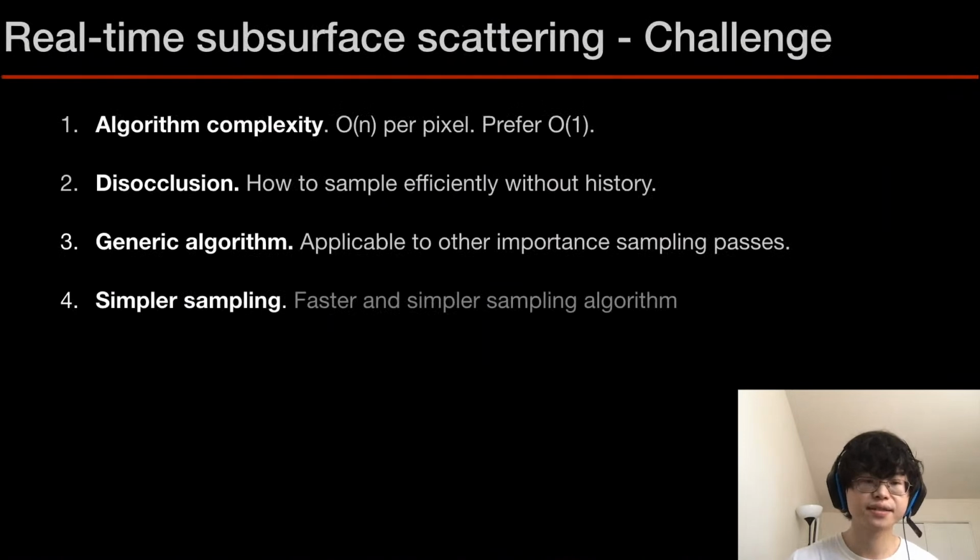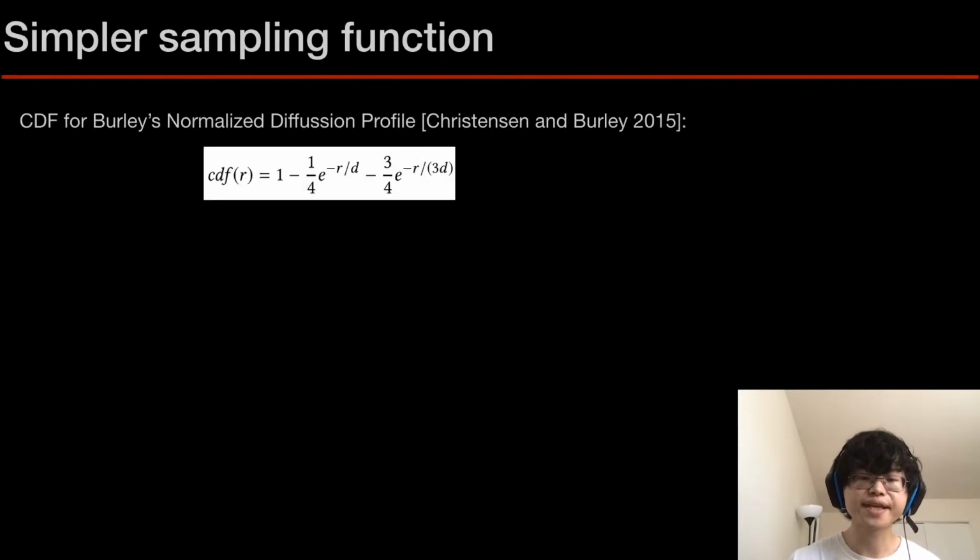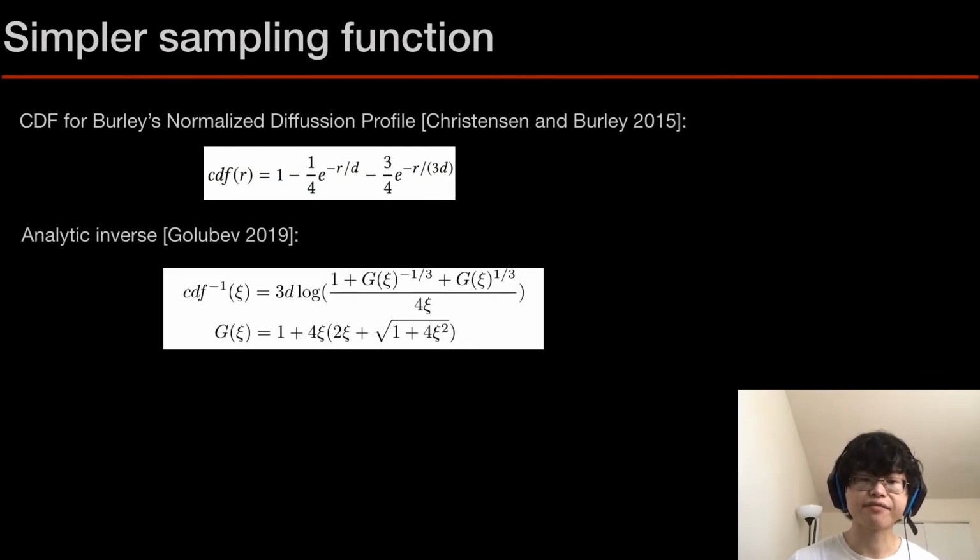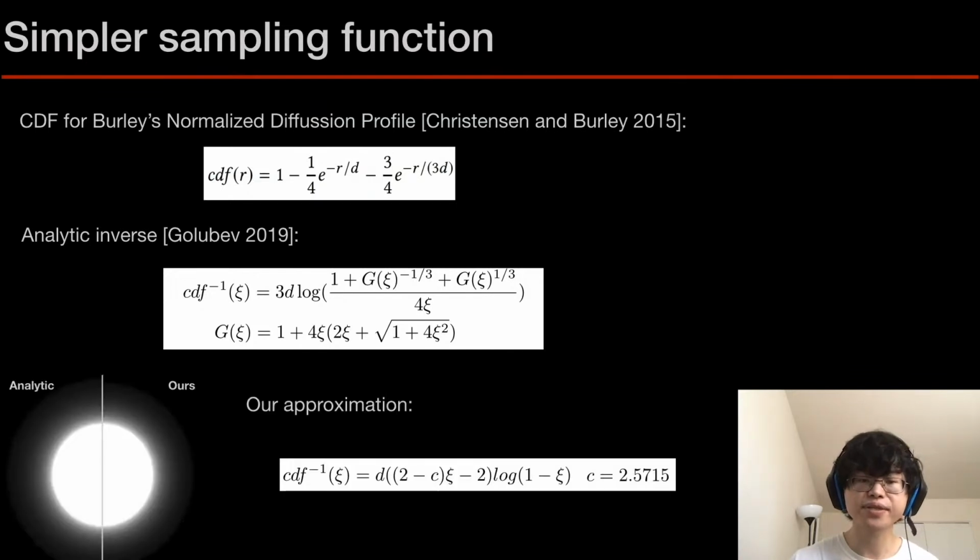And the last challenge we need to deal with is to make the sampling simpler and faster for real-time evaluation. In order to perform importance sampling, we need to load the accumulated distribution function and find the analytic inverse and use it for radius sampling in subsurface scattering. However, the inverse is a little complicated. Instead, we propose an approximation which is much simpler and faster. The profile also looks similar.